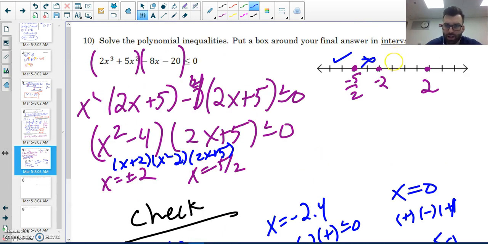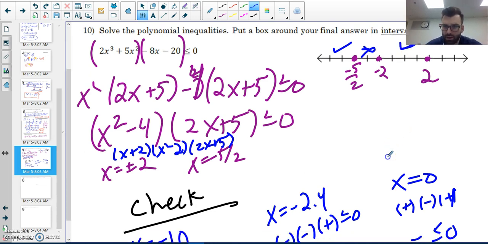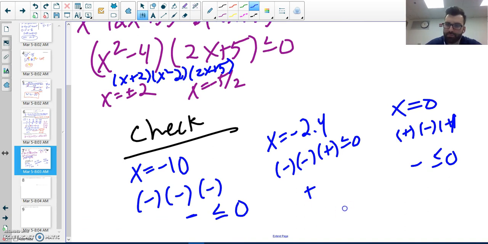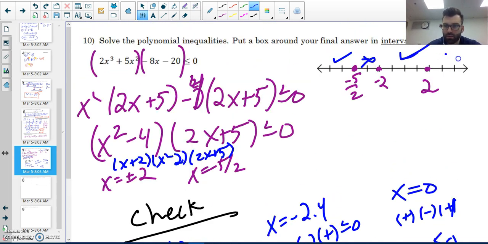So this interval checks out. That's a check mark. This one does not. Lastly, I'm going to plug in x equals 10, a number greater than 2. If I plug in 10, I get 3 positive numbers, which gives me a positive number. So that is out.